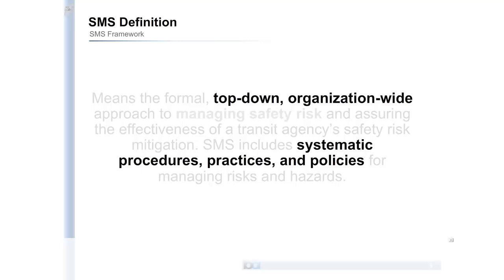Some of the key terms in this definition are: Top-down, meaning safety starts with the BART general manager and works down from there. Organization-wide, meaning everyone in the BART organization has a role to play in safety. Systematic procedures, practices, and policies are the tools that BART will use to manage safety risks.